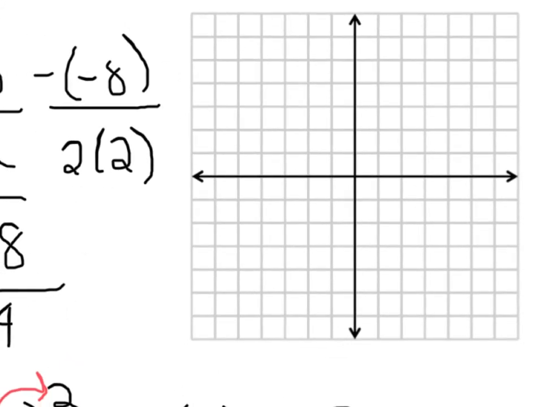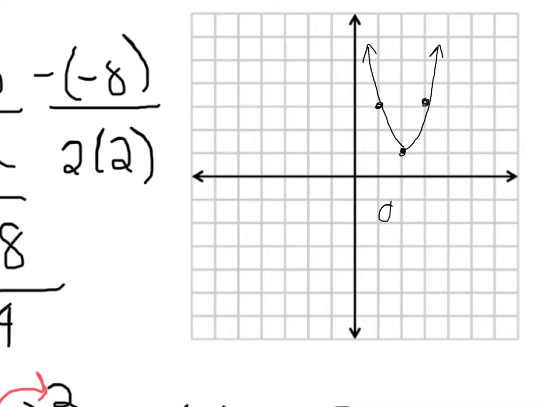Alright, so let's plot these coordinates. Our vertex was located at 2, 1, so there's my point right there. And then we also had coordinates at 1, 3, as well as 3, 3. And I'm going to start to go off my paper here, and I'm going to start connecting my dots, okay?